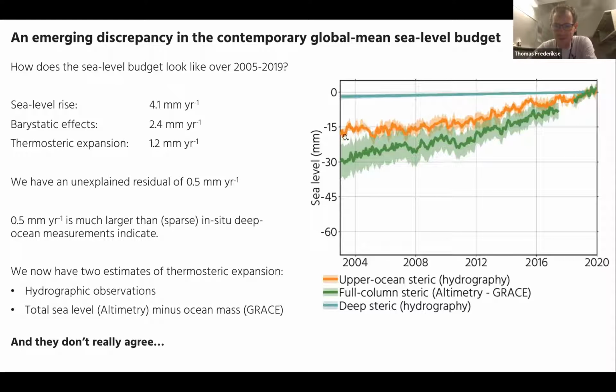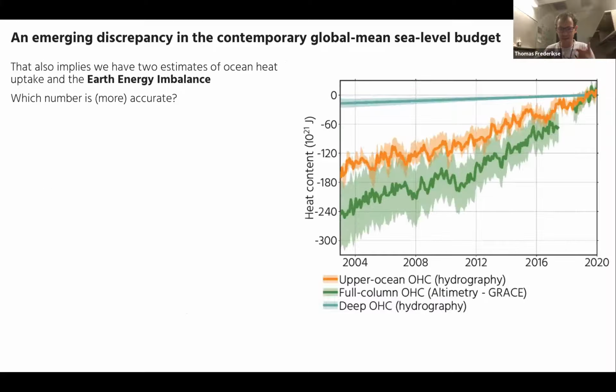One that we have from the upper ocean from Argo, and one from the full column steric sea level from altimetry minus GRACE, so total sea level minus ocean mass. And this difference again is much bigger than what we expect from what happens in the deep ocean. And this becomes more problematic if we use this steric estimate to estimate changes in the ocean heat content.